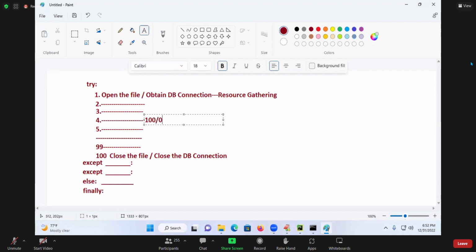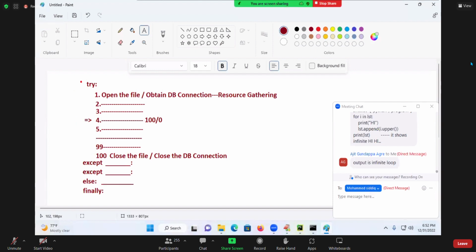Both of them are written under which block? Try block. In line number 4, some sort of exception is there. For example, 100 by 0. What happens? Tell me. 100 by 0 is this.